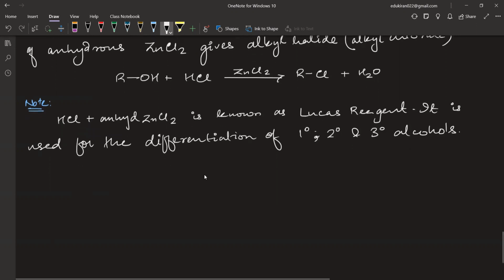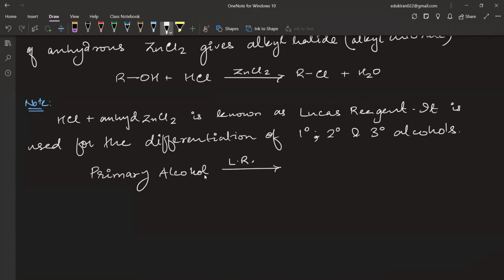So what is the test? The test is if you have primary alcohol and you react this with Lucas reagent, LR, there will be no reaction at room temperature. Okay, but what will happen? It will give you white precipitate on heating.